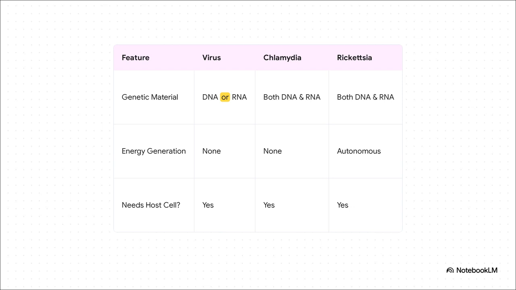First, they both have DNA and RNA, just like us and every other living thing. Viruses only get one or the other. And second, look at rickettsia. It can actually make its own energy. Viruses? Nope, zero. They are, without a doubt, the ultimate biological freeloaders.